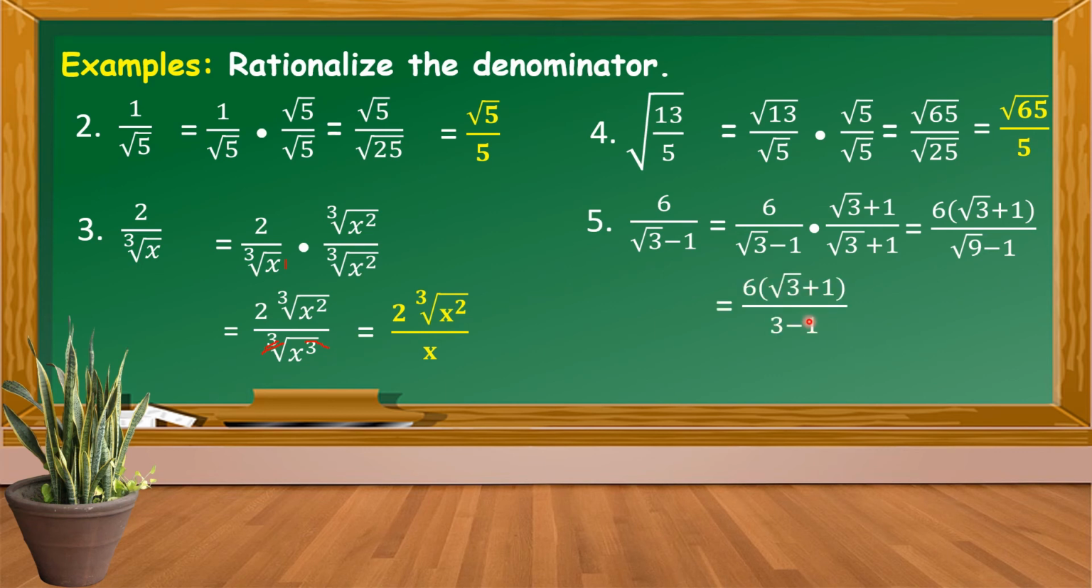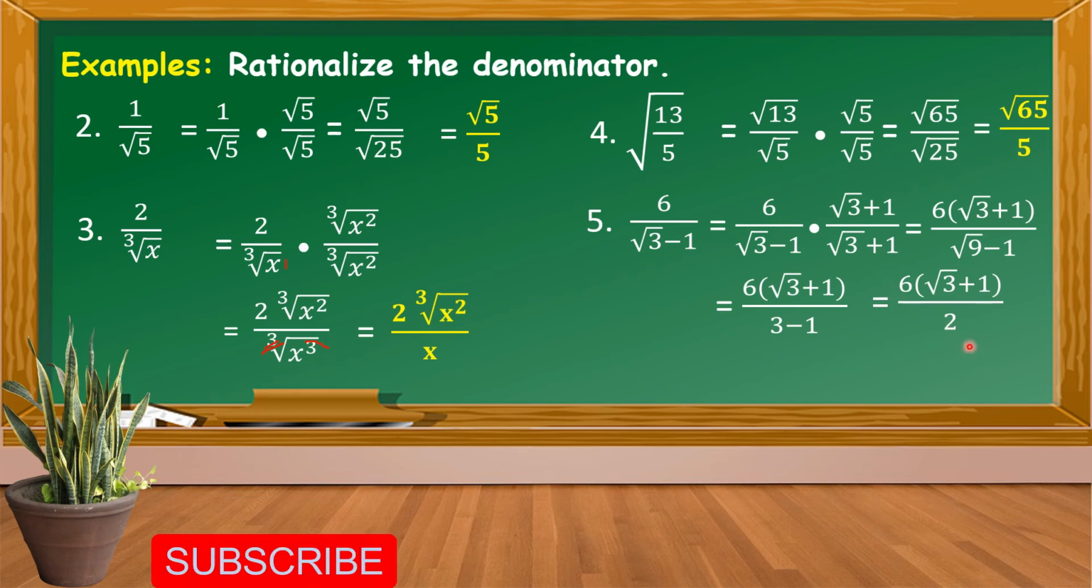And then, we have to copy the numerator. We copy it, it cannot be simplified. So, where does this 3 come from? From our square root of 9. So, 3 minus 1, that is 2. And we all know that 6 can be divided by 2. So, therefore, our final answer is 3 times the quantity square root of 3 plus 1. Again, 3 times the quantity of square root of 3 plus 1 is our simplified form.